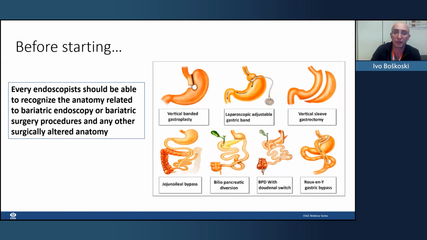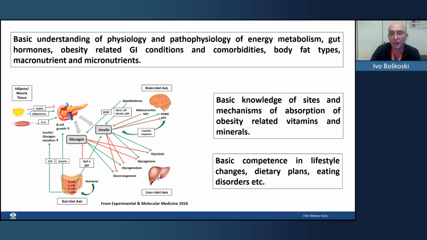After that, Roberta will talk about this. And of course, any kind of altered anatomy in surgery, basic understanding of physiology and pathophysiology of energy, metabolism, gut hormones, obesity-related GI conditions, and so on. Body fat types is very important. And this is about basic. You should not be experts in this, but you should know how these things work. Basic knowledge of mechanisms of absorption of vitamins and lifestyle changes.